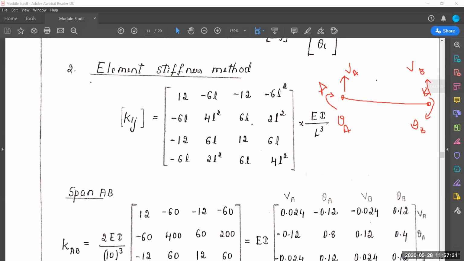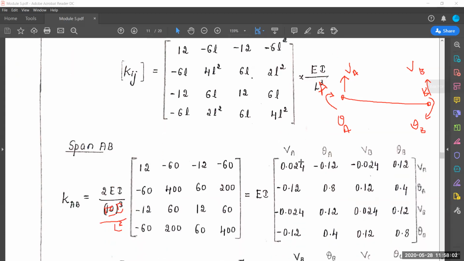So EI by L cube, where 10 is the length. That is one formula, no? EI by L cube. For span AB there is 2 EI, so I have substituted 2 EI by length 10. 6L it is, 12 it is, minus 6L. That means 6 into 10, so minus 60 we got here. Like that you do the calculations.